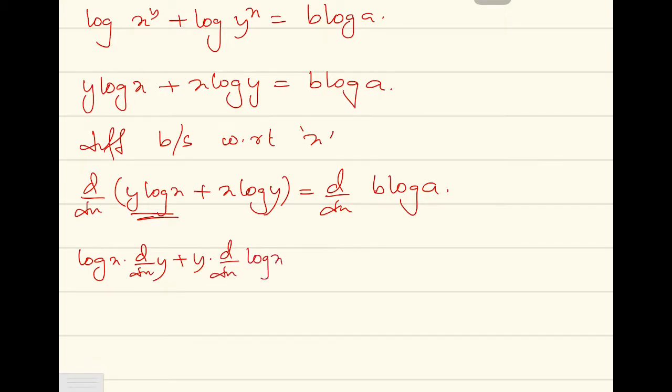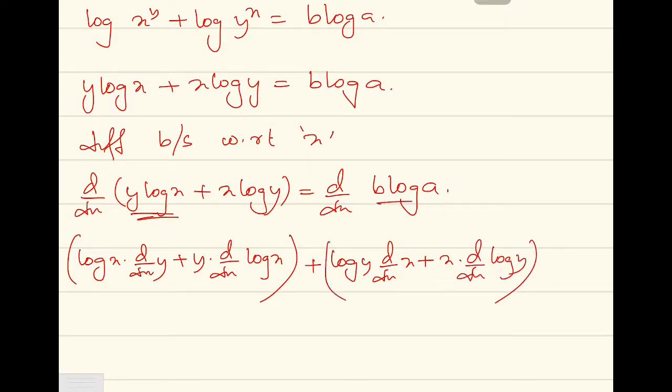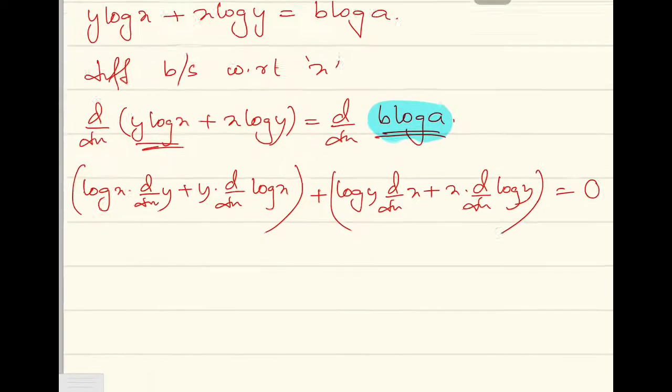That's the first one, isn't it? Okay, let me put it in bracket. Plus log y into d/dx of x plus x into d/dx of log y. That's the second one, correct? Okay, and d/dx of a constant, this is constant as you know, isn't it? b as well as log a is constant, that's 0. No need to write anything, correct?